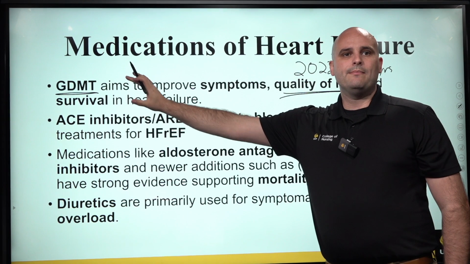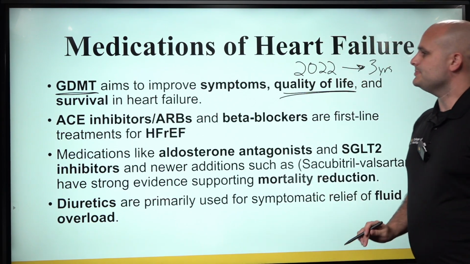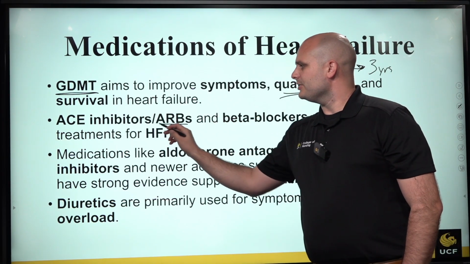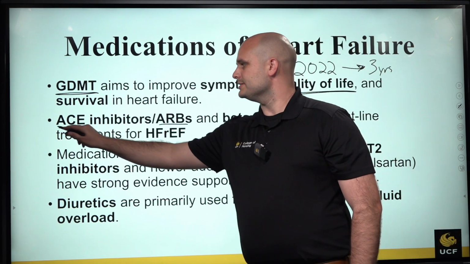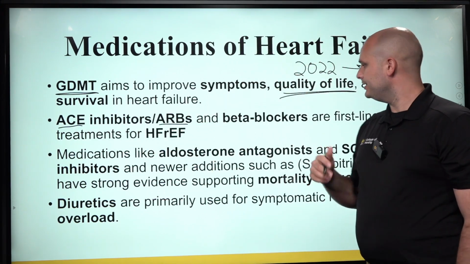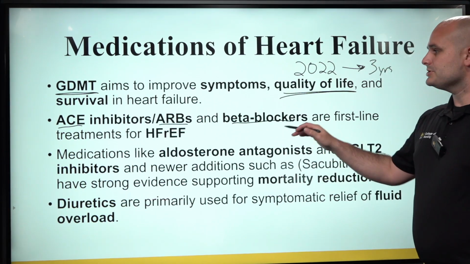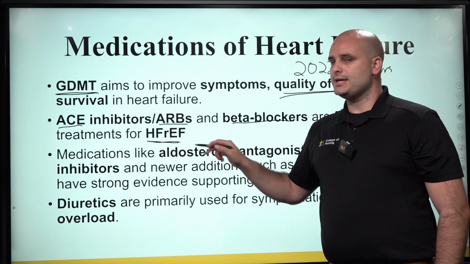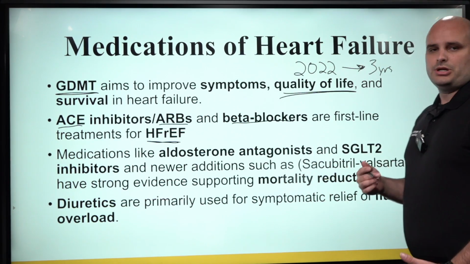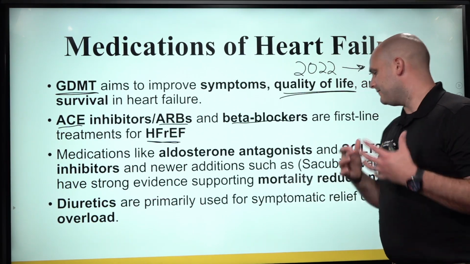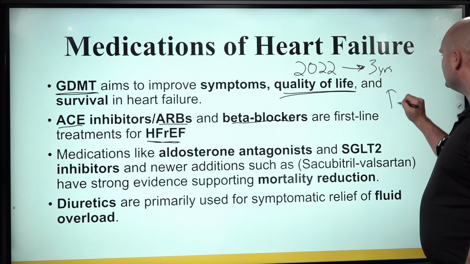We do a multitude of medications in order to treat these patients. Some of these you may have already heard of, such as ACE inhibitors like lisinopril, ARBs like losartan, beta blockers like metoprolol. Those are some of the main treatments for reduced EF. So what is the main treatment for preserved EF? The biggest one is actually going to be diuretics.